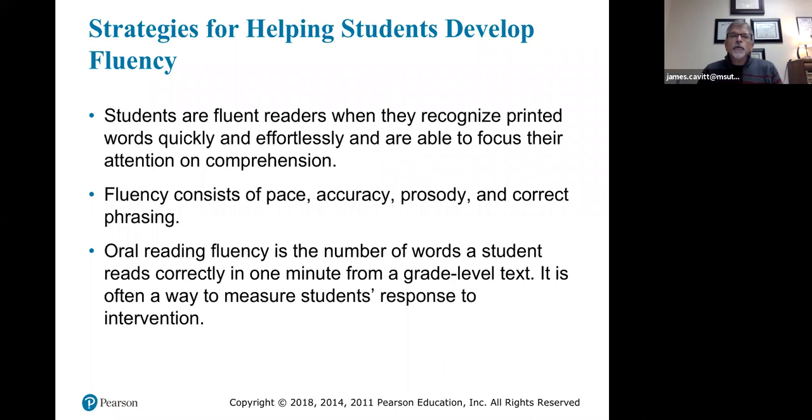Here are some strategies to help students develop fluency. Fluency is automaticity of reading. There are oral reading fluency assessments that you can do, the number of words a student reads correctly in 1 minute from a grade level text. These are excellent ways to do a quick understanding of where a student is at in their reading. In 1 minute, you could do your whole classroom in a teaching period of reading to know exactly where they're at at that time.